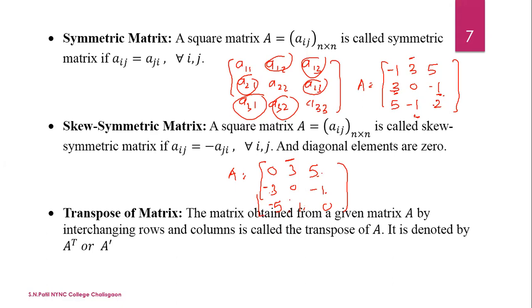Now transpose of a matrix. The transpose of a matrix is obtained from the given matrix by interchanging rows and columns. It is denoted by A raised to T, or A transpose, meaning in the given matrix rows become columns and columns become rows. Suppose we have the matrix 2 minus 5 3 and 0. What is its transpose? The first row becomes a column, the second row becomes the second column. So this is the transpose of the A matrix.